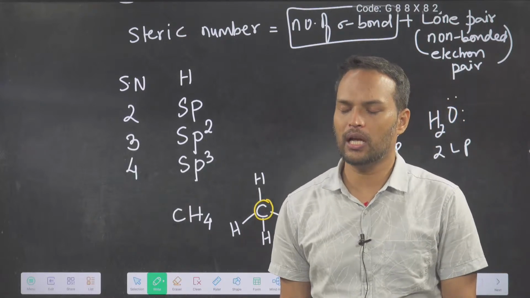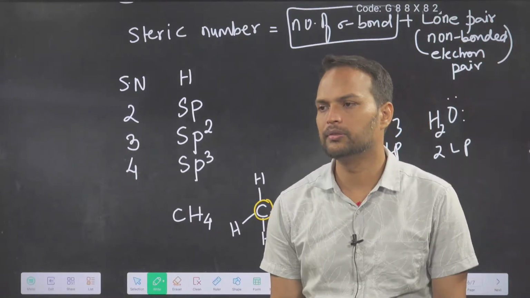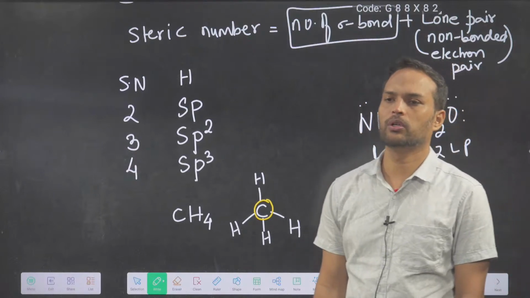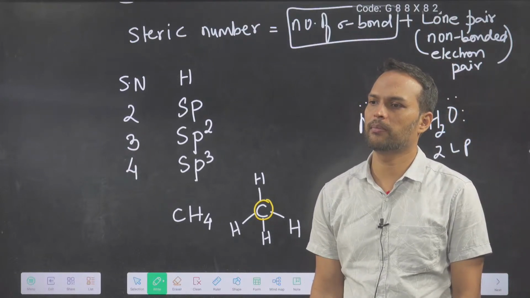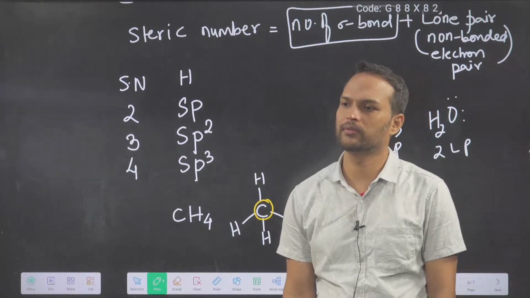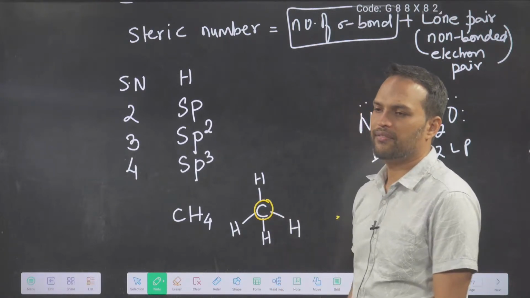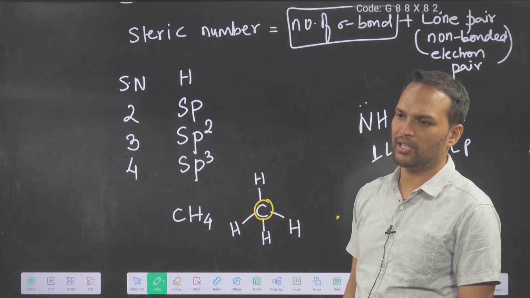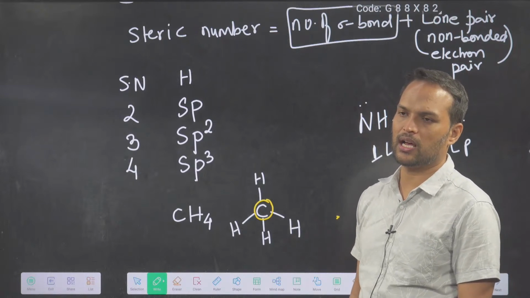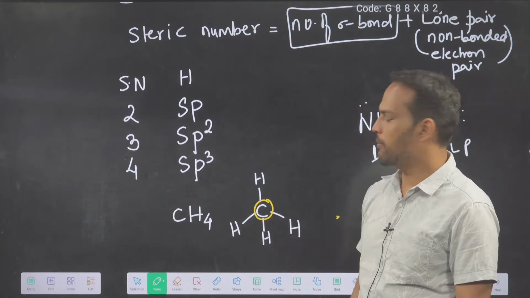Quickly tell me, how many sigma bonds does carbon have? Everyone should tell how many sigma bonds of carbon. This is the last part. We have started, and we will finish in the next class. How many sigma bonds of carbon?